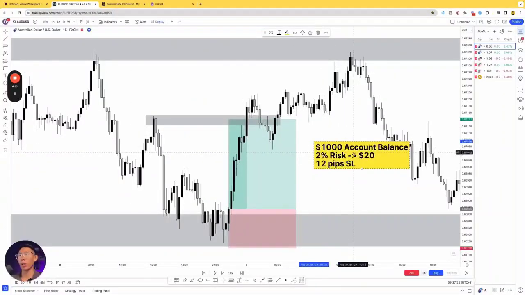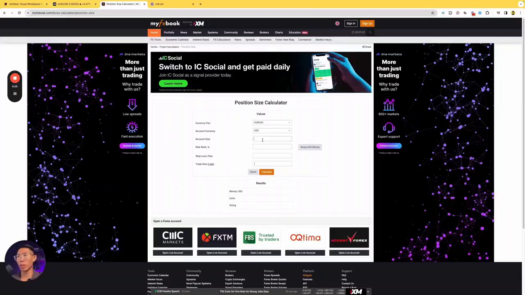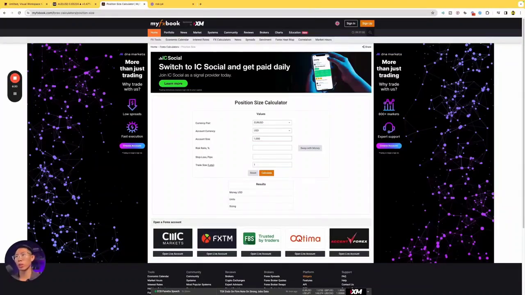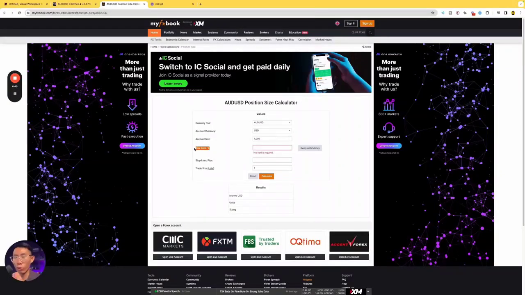So let's input it. Account balance is $1,000. Account size is $1,000. So that's 1,000. And also make sure you choose the currency pair that you're trading. In that case, you are trading AUD USD, right? And then this account currency is basically the currency that your account is in. Is it USD or what? Default should be US dollar. And the risk to reward ratio, this is not your risk to reward ratio. This is your risk per trade percentage. So if you are risking 2% on each trade, your risk per trade is 2%, then here just put 2.